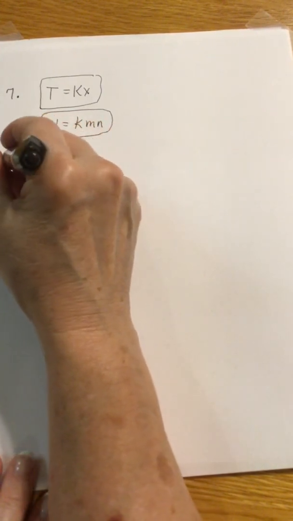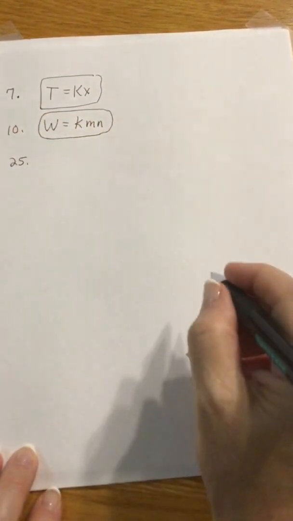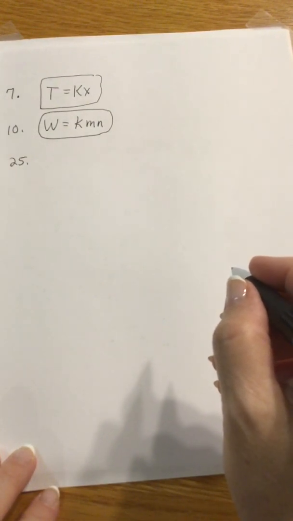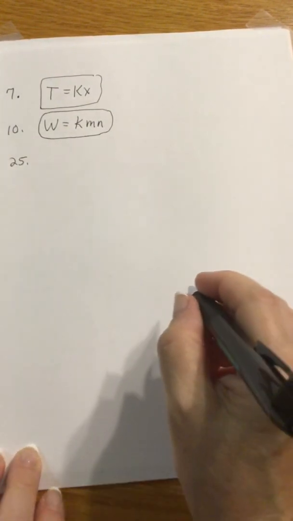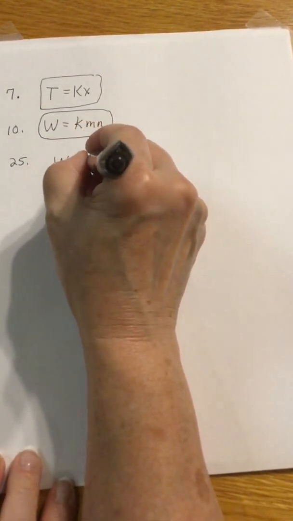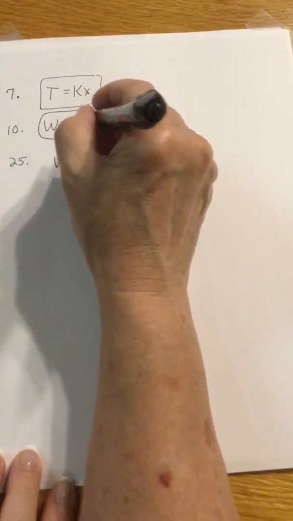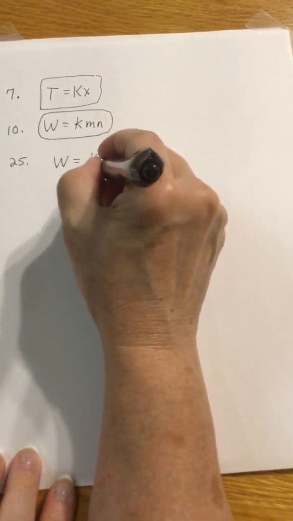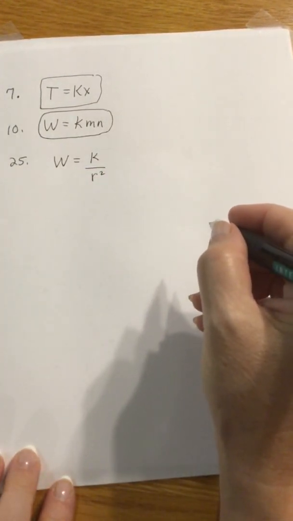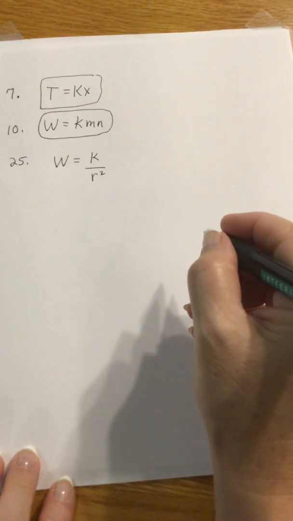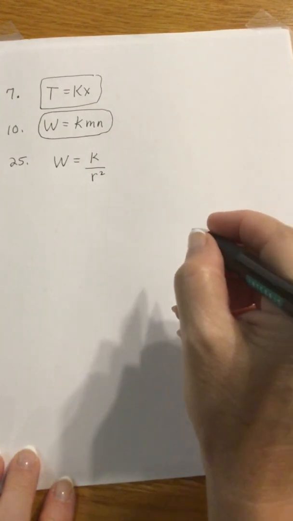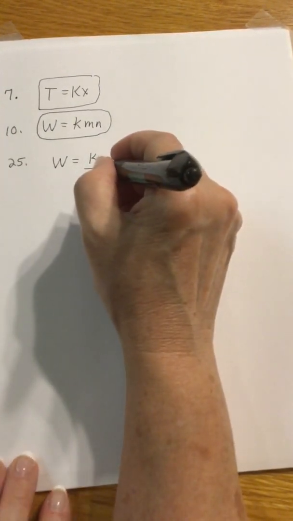Okay, let's look at number 25. Number 25 says W is inversely proportional to the square of R. So that's the first part. W is inversely proportional. So all of them have a K. See how all of these have a K? But it says inversely to the square of R. So number 25, reading it again, W is inversely proportional to the square of R. So inversely because it's on the bottom.